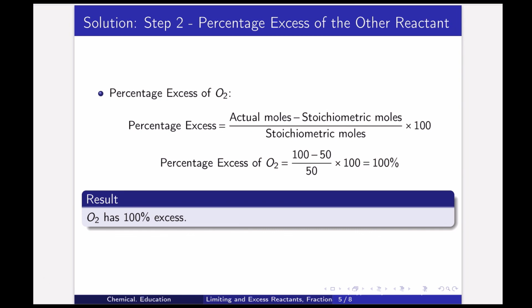Next is the percentage excess of the other reactant. We have to calculate the percentage excess of oxygen. The formula is actual moles minus stoichiometric moles, divided by stoichiometric moles, times 100. Here the actual moles of oxygen is 100, and the stoichiometric requirement is 50. So 50 by 50 times 100, that is 100%. So oxygen has 100% excess.